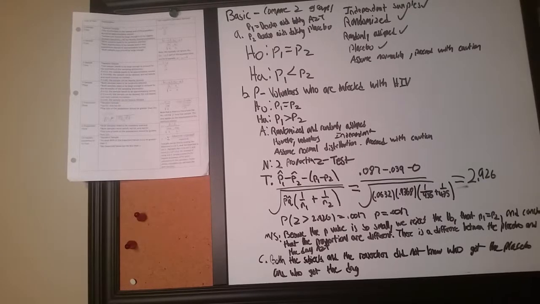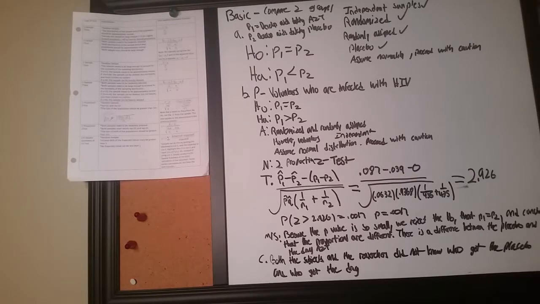So when you enter that all in, you get a z-score of 2.926, and after going on the handy little chart, you find that the p-value is 0.0017. So because this p-value is so small, we're going to reject the H0, that p1 equals p2, and we conclude that the proportions are different. So there is a difference between the placebo and AZT.